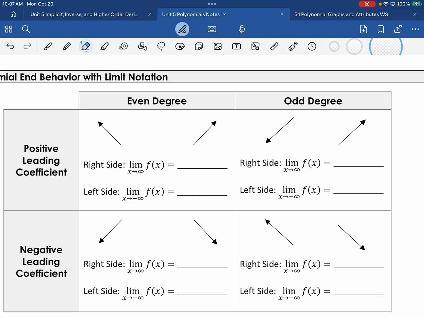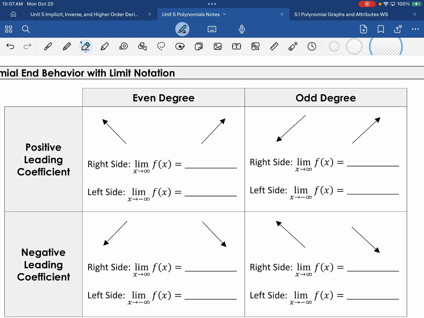All right. The chart works the same way as it did before. If you have an even degree, your end behavior is going to go in the same direction. It'll either both go up or both go down. If your leading coefficient is positive, it will go up. So if it is even degree, positive leading coefficient, you're going up and up. If you have an even degree and a negative leading coefficient, you're going down and down.